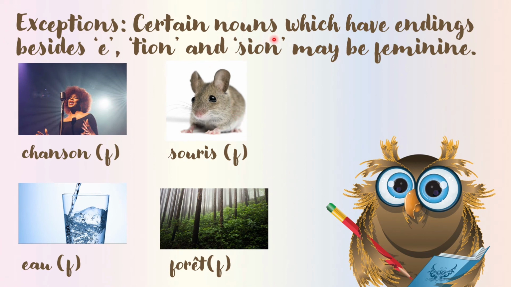Okay, because certain nouns which have endings besides E, tion, sion, I told you, are mostly masculine, but certain nouns which fall into this category may be feminine as well. For example, chanson doesn't end with E, tion or sion, which are the feminine endings, but yet it is feminine. Chanson is a song. Same way you have souris, a mouse. It doesn't end with these three endings, yet it is feminine. Eau is water, doesn't end with those endings, it is feminine. Forêt is a forest, doesn't end with those endings, yet it is feminine.